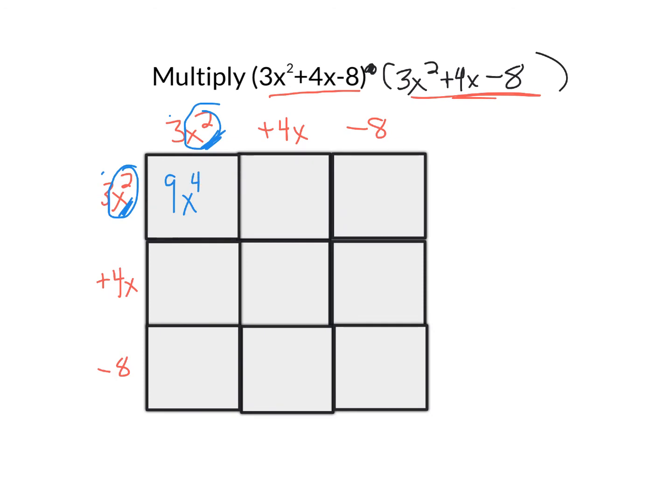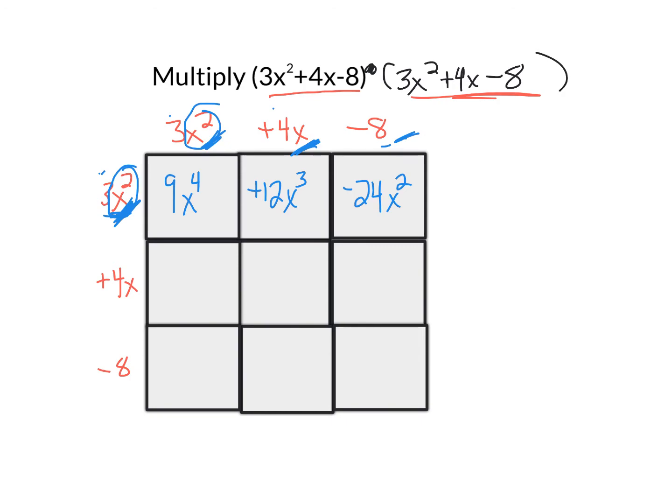Okay, so let's go down the line. Now we're going to do 3x squared times 4x. So 3 times positive 4 is positive 12. X squared, so 2 x's there, times x, which is 1x, so that means I have 3 x's together, so x cubed. Now we're going to do 3x squared times negative 8. So 3 times negative 8 is negative 24. X squared with nothing here, well, that just means tack on x squared. All right, and we're ready for the next set.